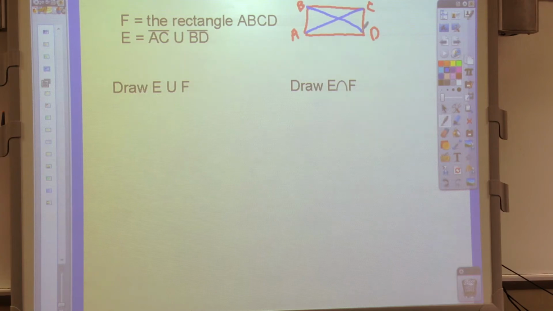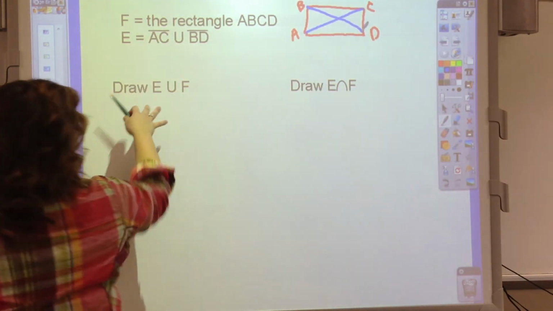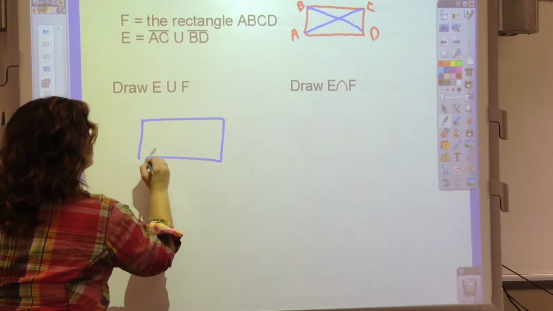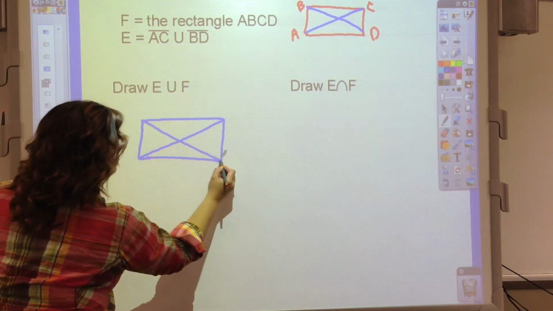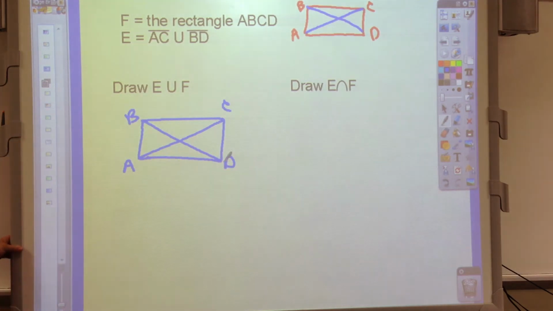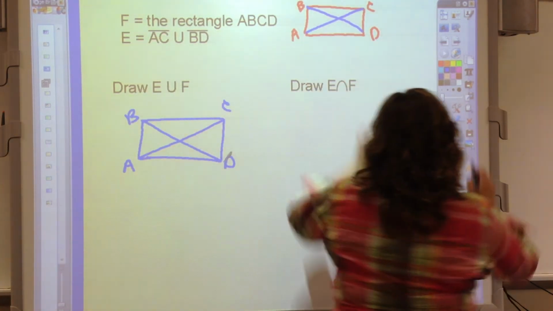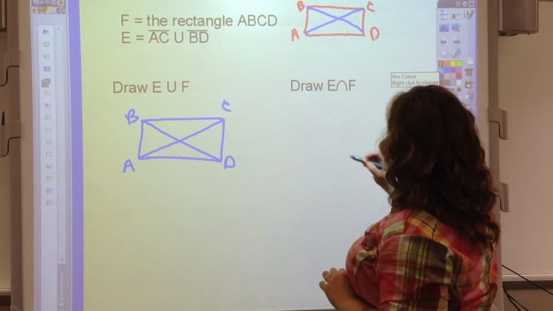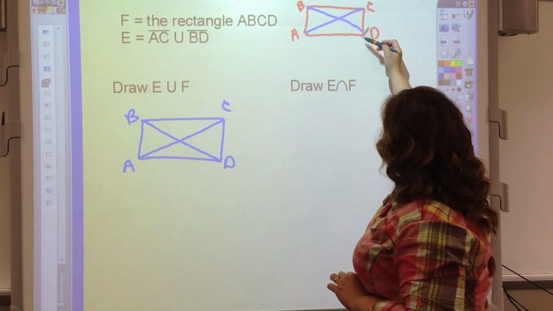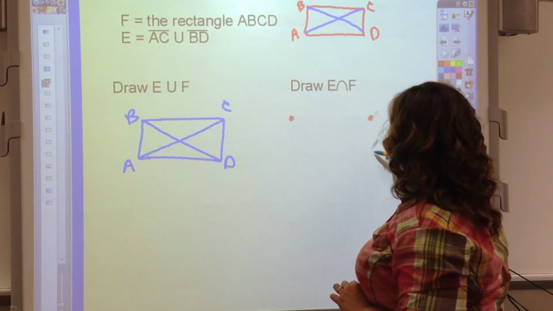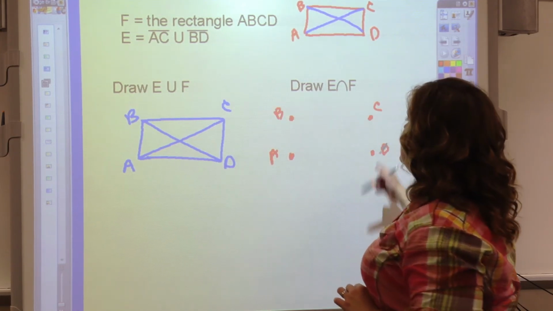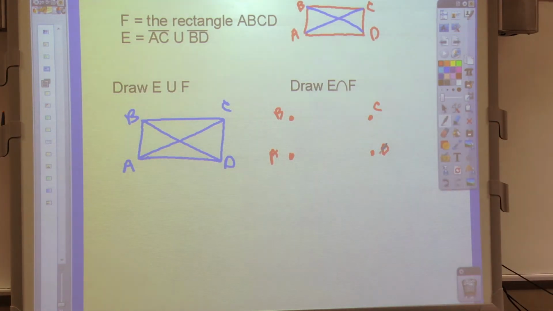So now I want to draw E union F. If I am unioning E and F, that means I want everything. That is my picture for the union. If I want the intersection of these two, what do they have in common? Looks like I have a point in common here, a point in common here, a point in common here and here. So now I would have A, B, C, D. Those points would be my intersection.